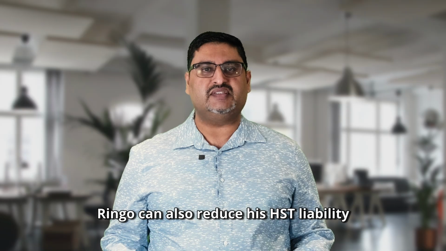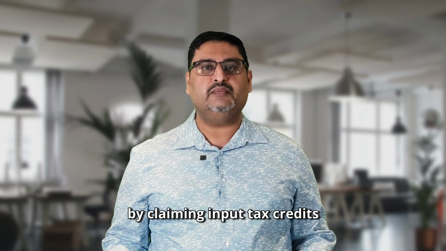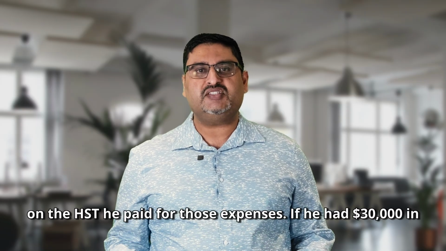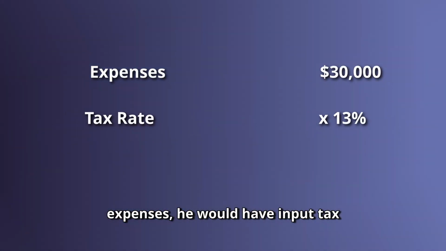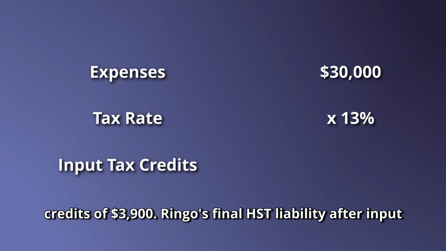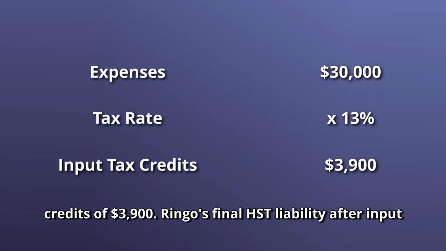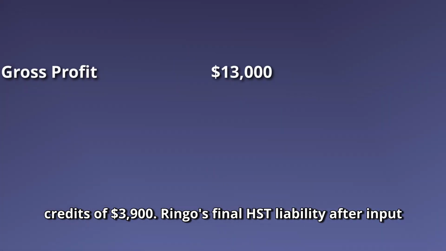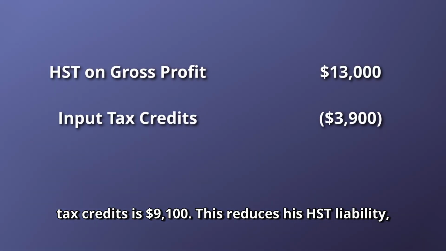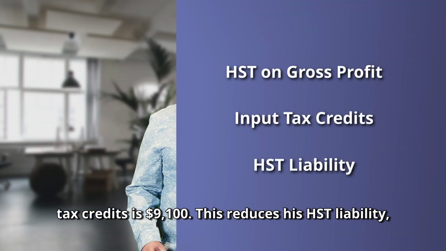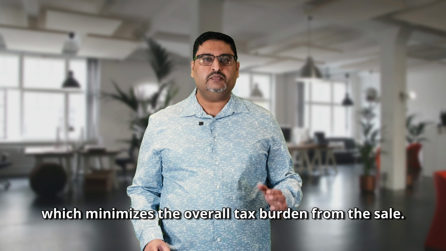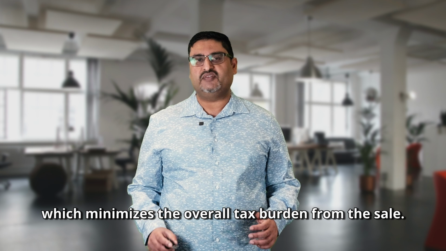Tax implication number 4, input tax credits. Ringo can also reduce his HST liability by claiming input tax credits on the HST he paid for those expenses. If he had $30,000 in expenses, he would have input tax credits of $3,900. Ringo's final HST liability after input tax credits is $9,100. This reduces his HST liability, which minimizes the overall tax burden from the sale.